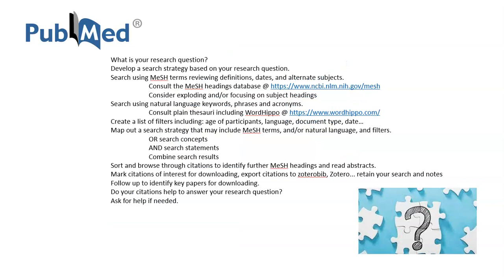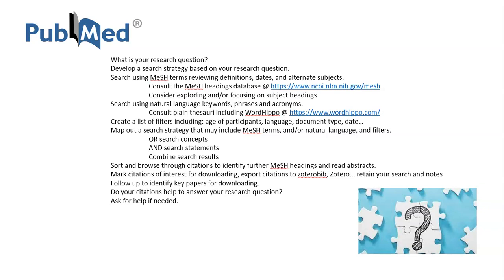Some notes I kept that may be helpful to you. What is your research question? You've got to be able to answer that. And it may change as you move forward, but you've got to know what that is. Develop a search strategy based on your research question. That's obvious. Search using MeSH terms, which are really important, reviewing definitions, dates, and alternate subjects, so you are better informed.